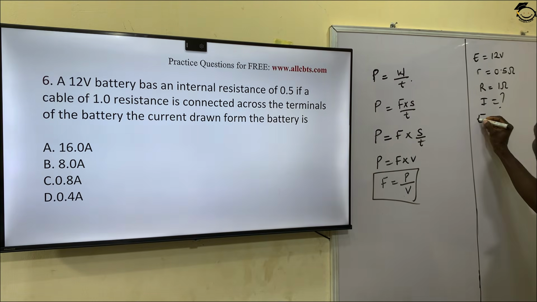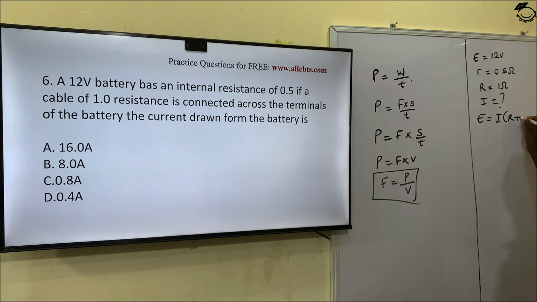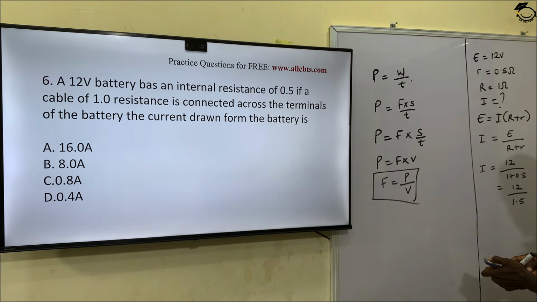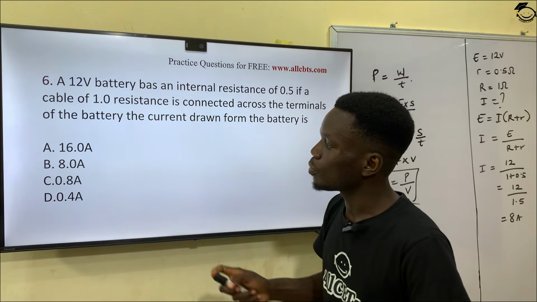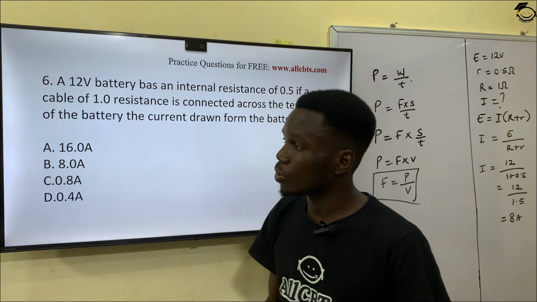And we know that the EMF of a cell is equal to I open bracket R plus r. So this means that my current I is equal to EMF over R plus r. So the current drawn from the battery is equal to 12 divided by 1 plus 0.5, and that will give me 12 divided by 1.5. If I divide this, 12 divided by 1.5 should give you 8. So that will give me 8 ampere. So the correct answer to this question is option B, which says 8 ampere. Moving on to question number 7.